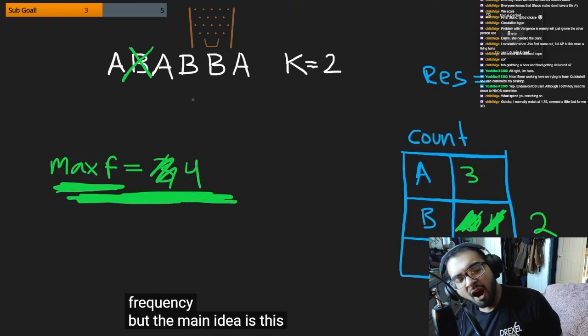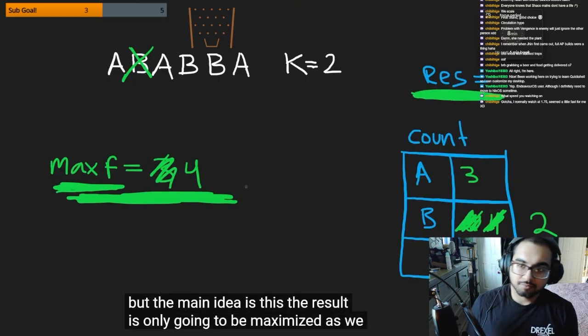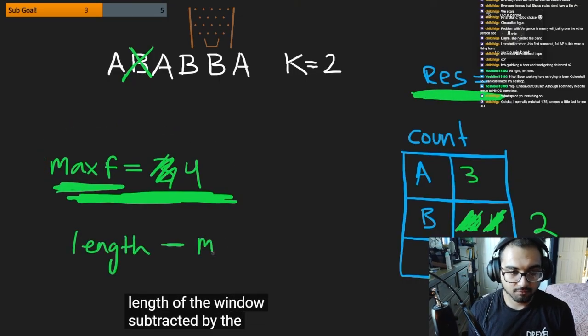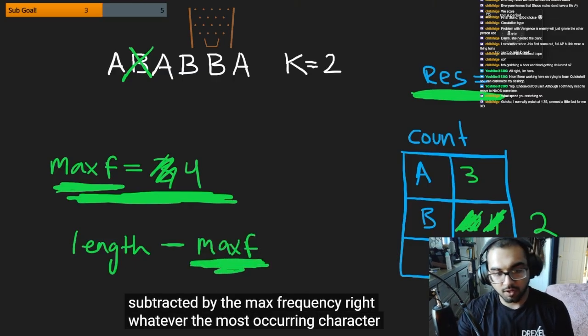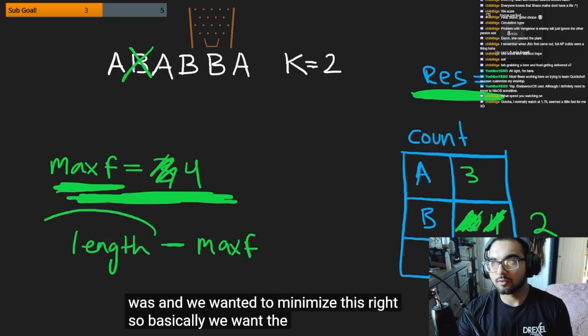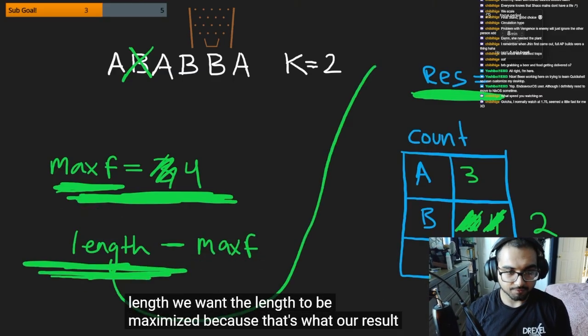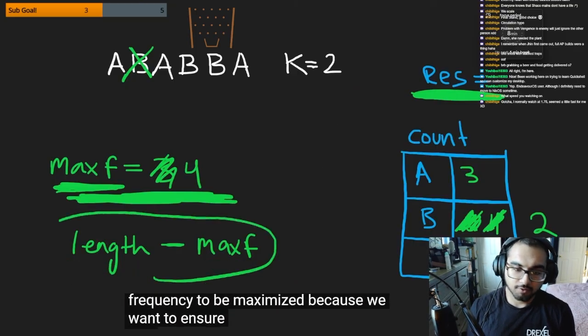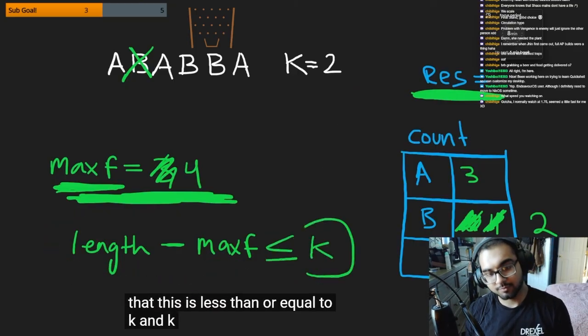But the main idea is this. The result is only going to be maximized as we find a new max frequency, right? Because remember what we were doing. We were taking the length of the window subtracted by the max frequency, whatever the most occurring character was, and we wanted to minimize this. So basically we want the length to be maximized because that's what our result is going to be set to. So therefore we also want the max frequency to be maximized because we want to ensure that this is less than or equal to k, and k is going to be a constant.